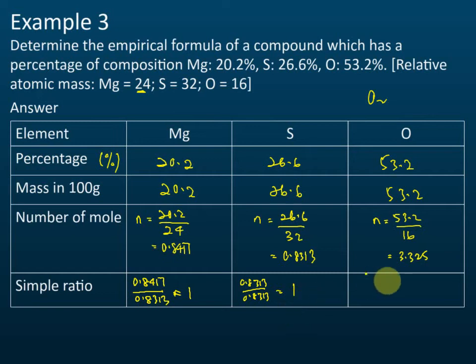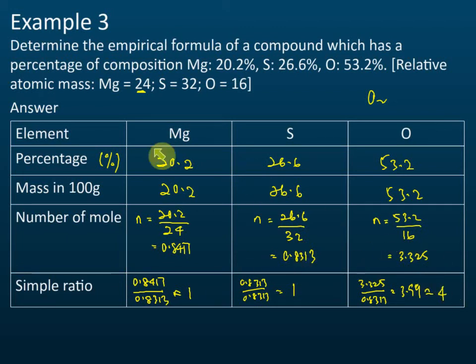And the last one is 3.325 divided by 0.8313. You will get 3.99, or approximately 4. If you get 3.99, then you can round it up to 4. So the simplest ratio is 1 to 1 to 4.